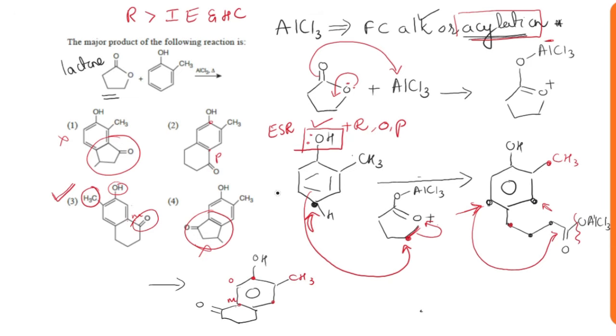Students, what did we do? First, we generated an electrophile by reacting the lactone with the aluminium chloride. And then, based on the methyl, which is ortho para directing, ortho here is already blocked. Here, there is a steric hindrance. So, the cyclization happens at the para position. So, the ketone must be para to the methyl. That is what we have in option 3. I hope I made this concept clear to you.